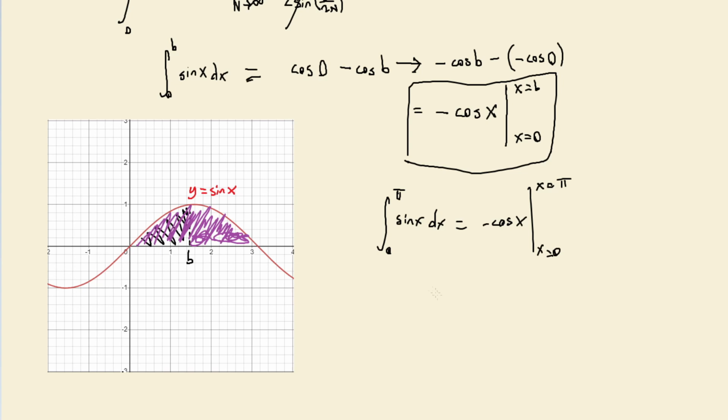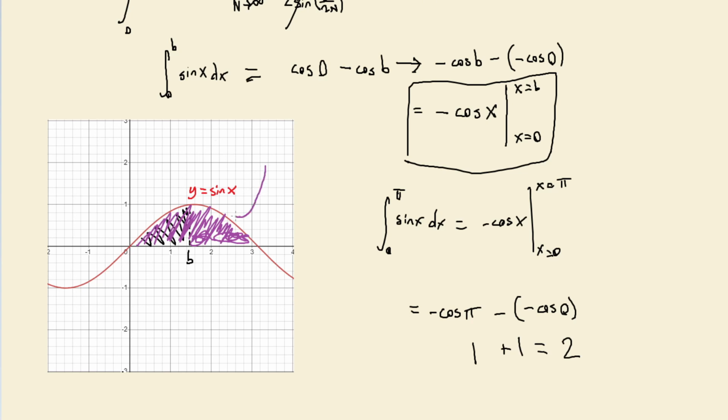And if we evaluate this, what we're going to get is negative cosine of pi minus negative cosine of 0. And you have to be careful here. Cosine of 0 is equal to 1, so this is going to be negative 1. And we're subtracting it, so we're going to add 1. And then here we have negative cosine of pi, and cosine of pi is negative 1. So negative negative 1 is positive 1. And so this area here is going to be equal to 2.